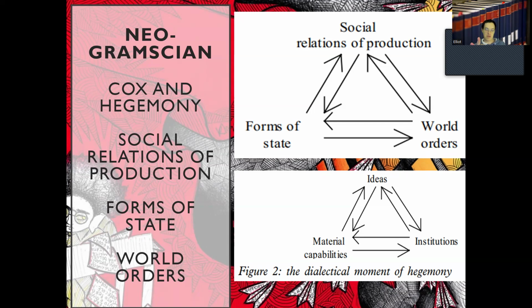So within each of these three main points, social relations of production, forms of the state, and world orders, there are also ideas, material capabilities, and institutions maintaining each of them.